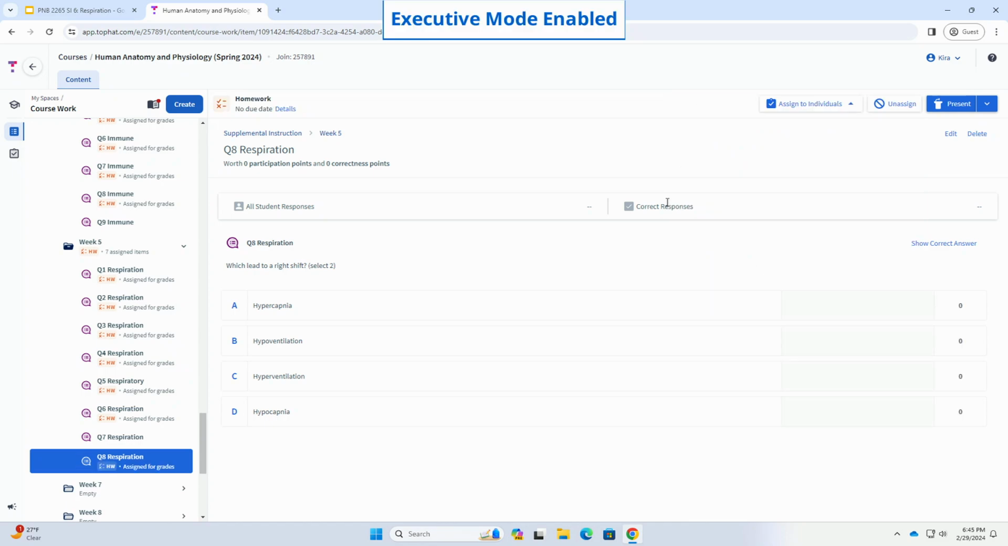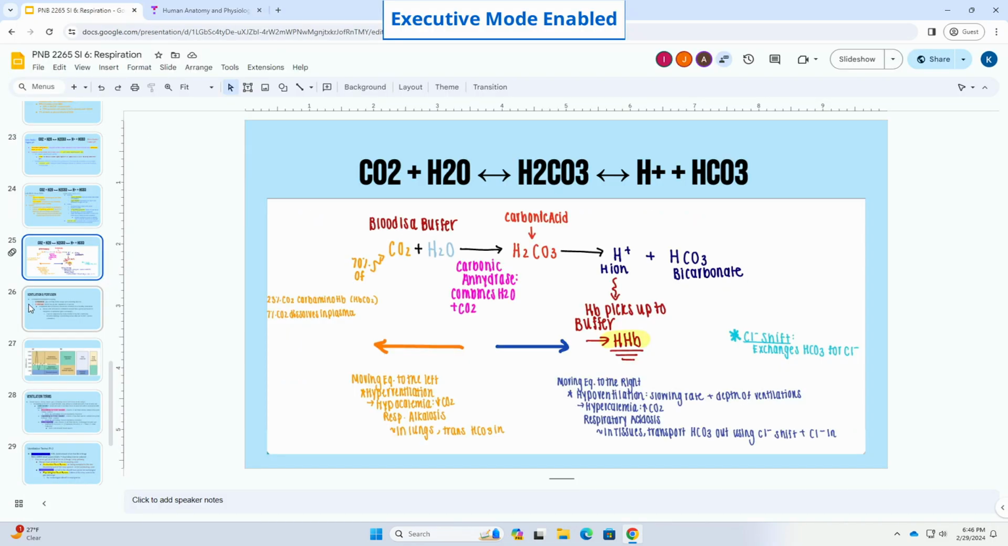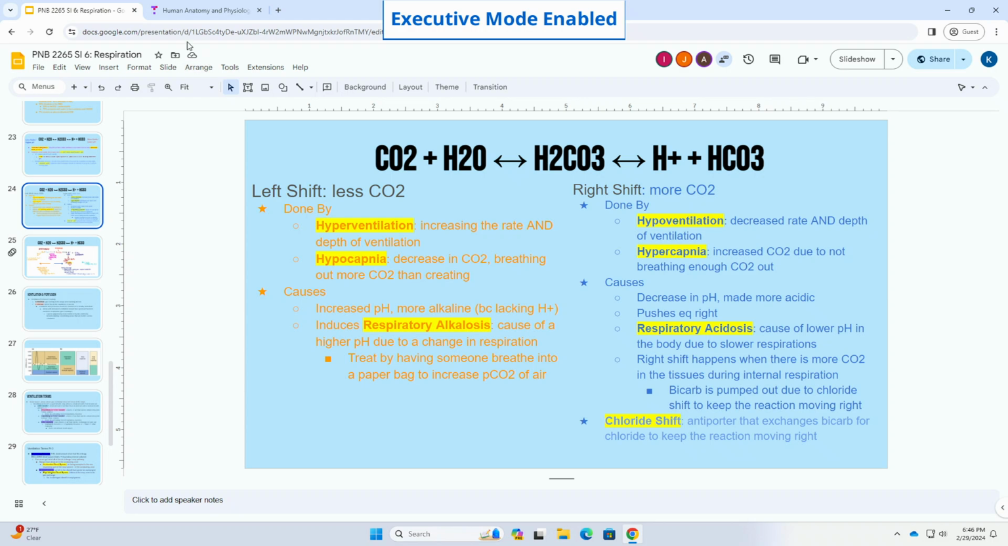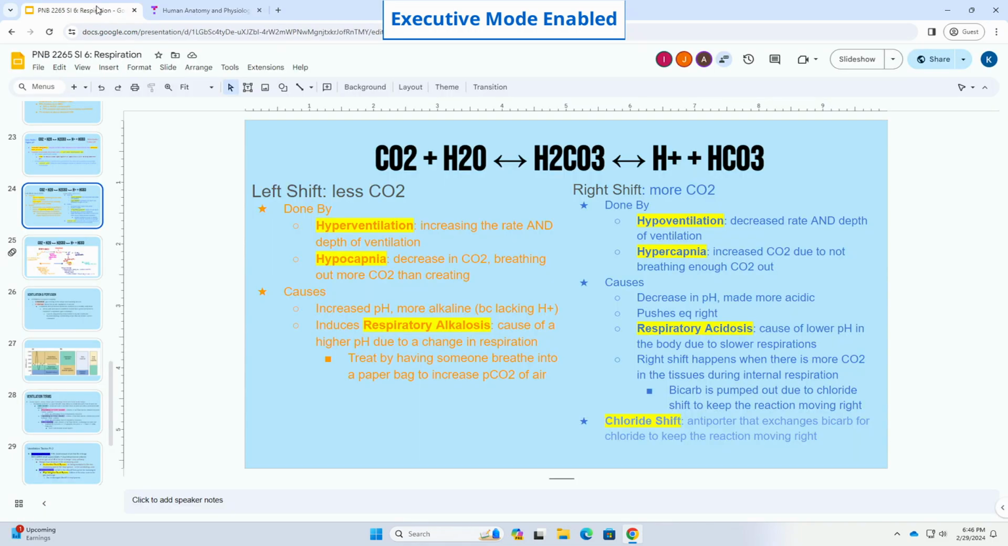Select 2. What did you say? It only allows you to select one. Oh, okay. Yeah.